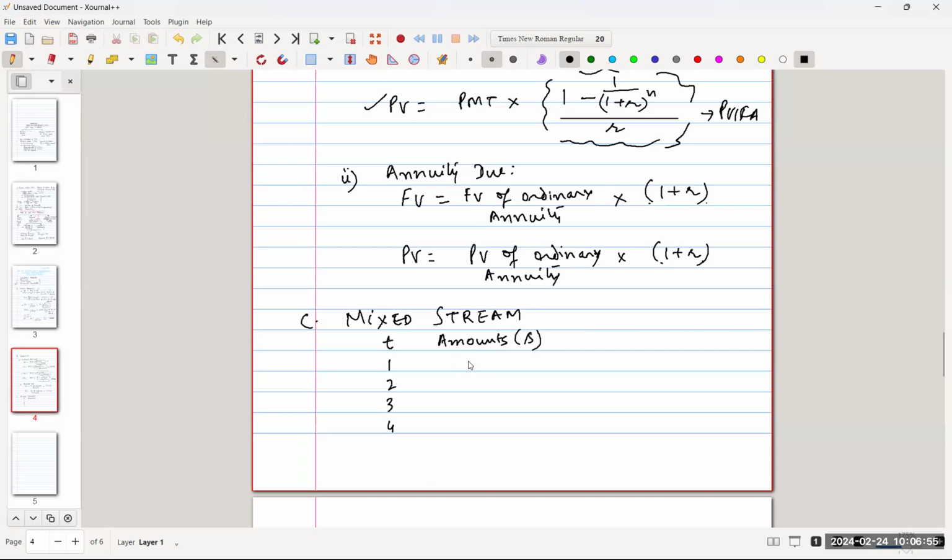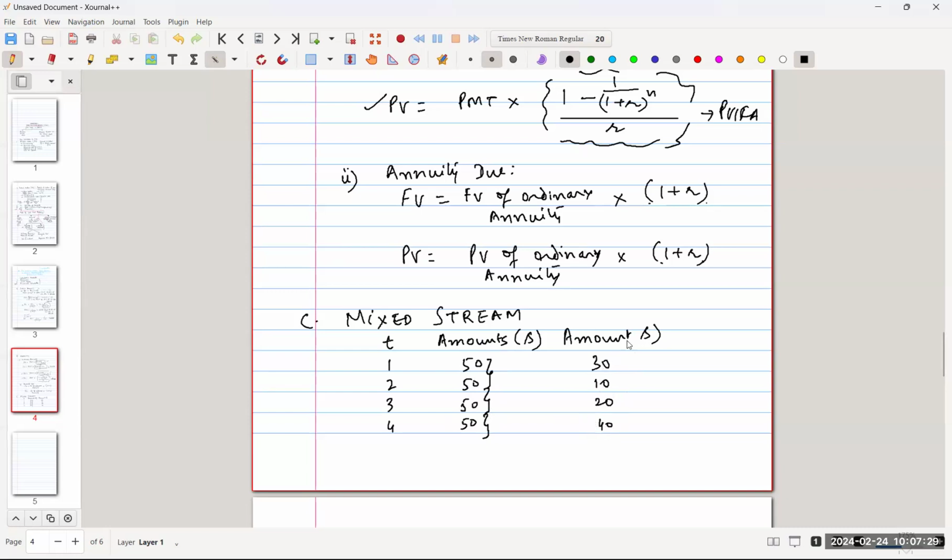So if I wrote the amounts as 50, 50, 50, 50, this becomes an annuity because it's equally spaced and equal amounts. But if I write the column as this, 30, 10, 20, 40, one of the criteria for an annuity is not satisfied. I know that these cash flows are equally separated by periods, but they are not of equal amounts. So therefore, it is a mixed stream.